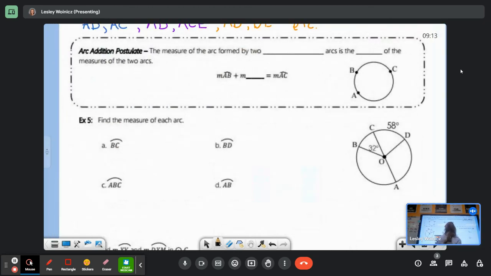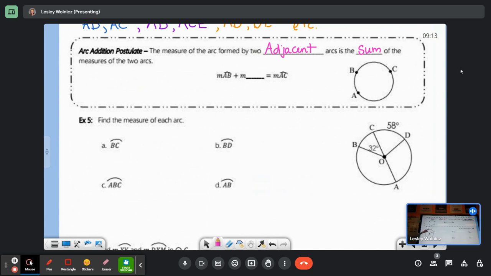All right, for the arc addition postulate, the measure of the arc formed by two adjacent arcs is the sum of the measures of the two adjacent arcs.